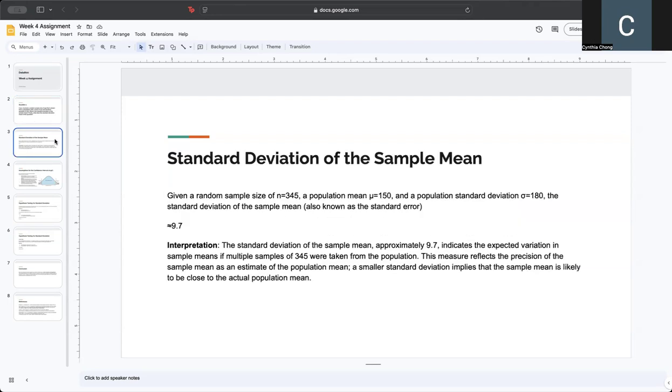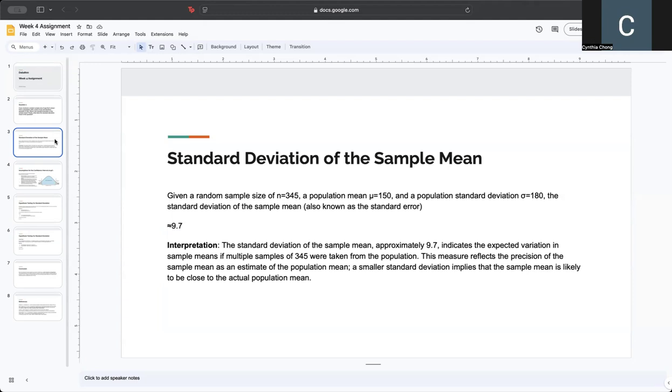So first of all, given a random sample size of n equals 345, a population mean equal to 150, and a population standard deviation of 180, the standard deviation of the sample means, also known as the standard error, based on my calculation, is estimated at around 9.7.